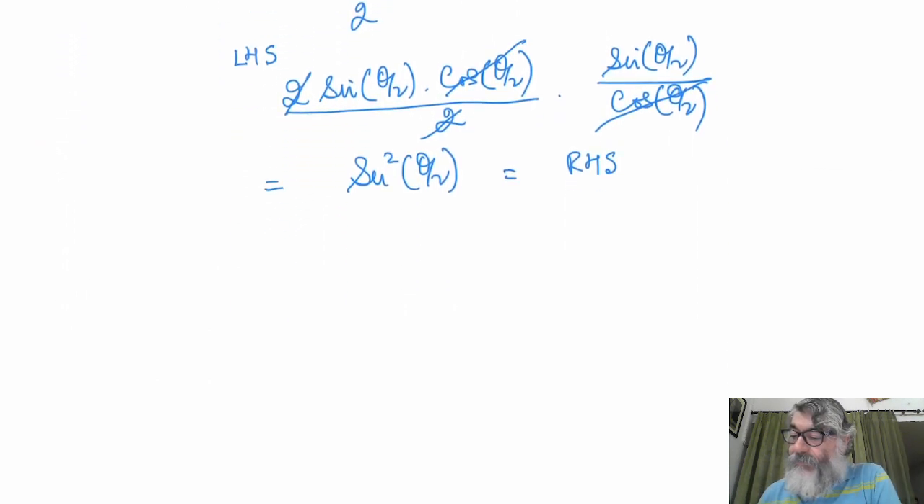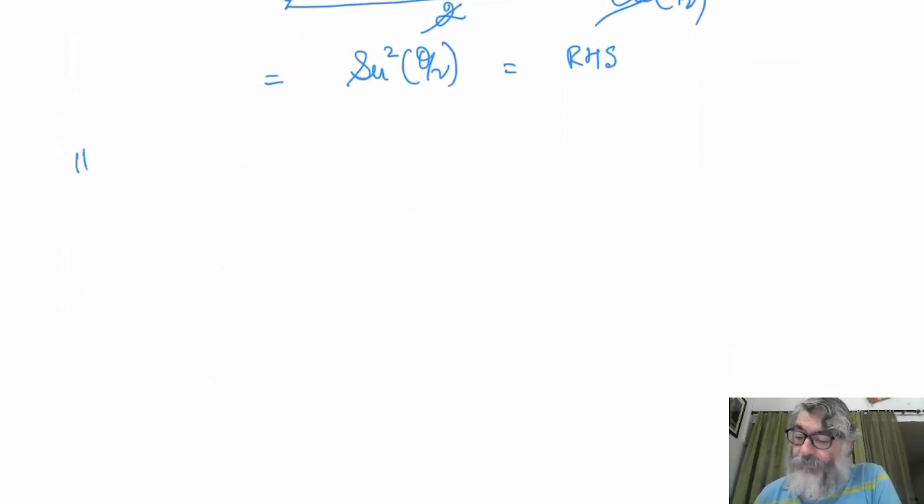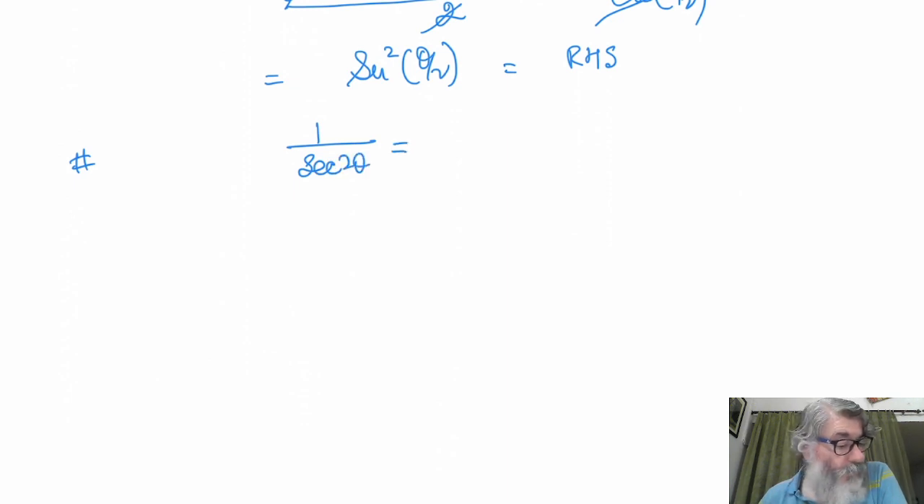Now let us see the third question. It says 1 upon sec 2 theta is equal to cos to the power 4 theta minus sin to the power 4 theta.